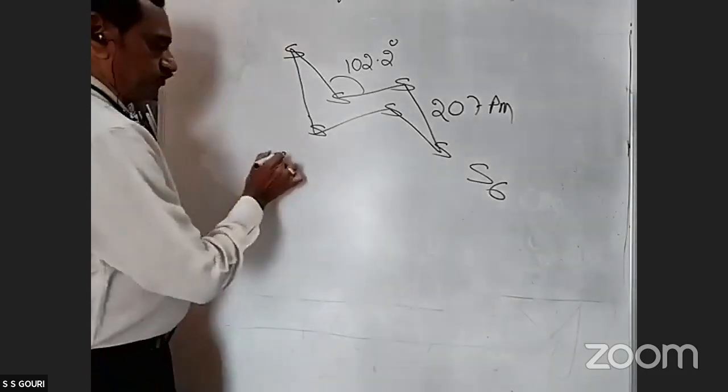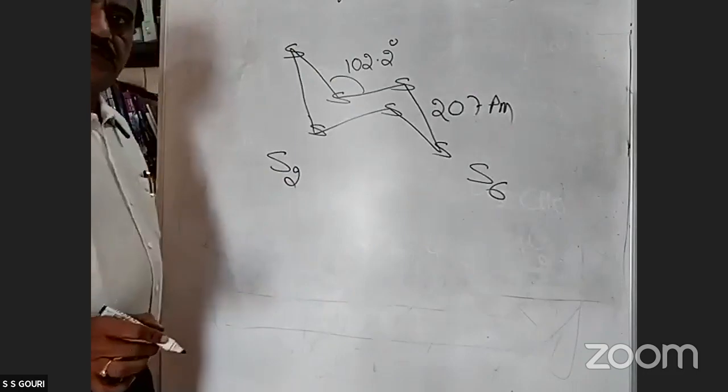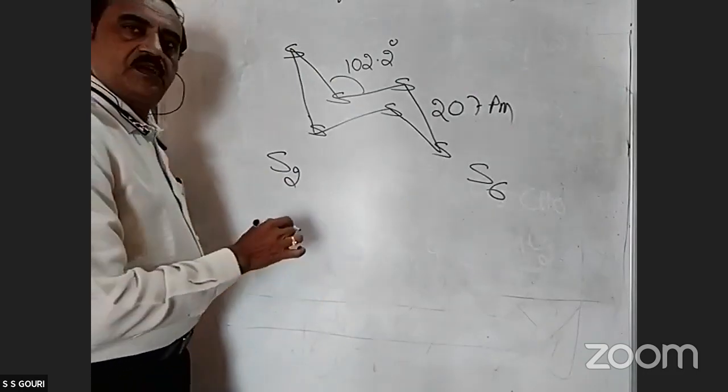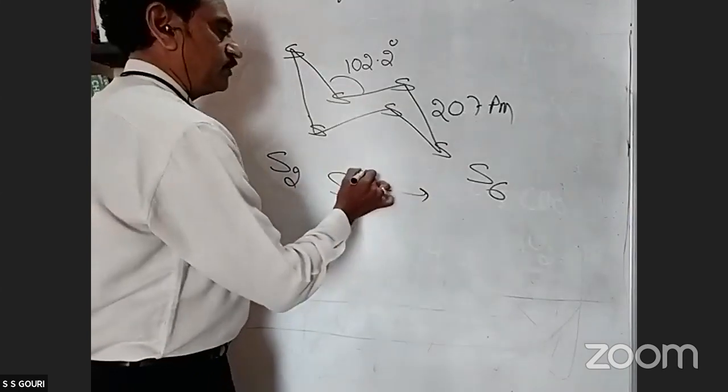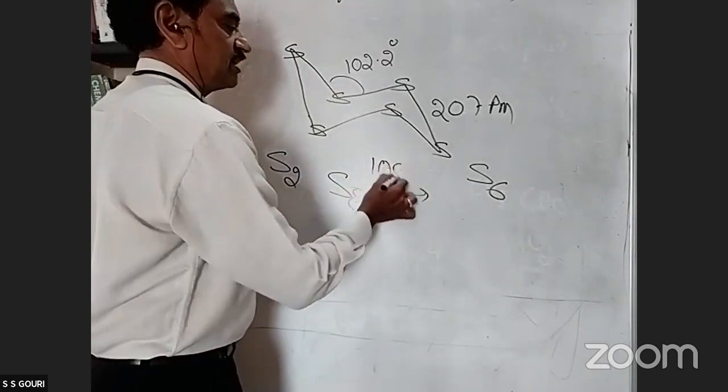S2 is formed when S8, that is rhombic sulfur, is heated to about 1000 Kelvin.